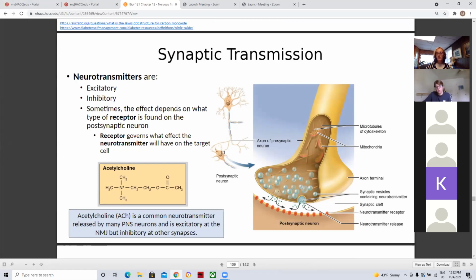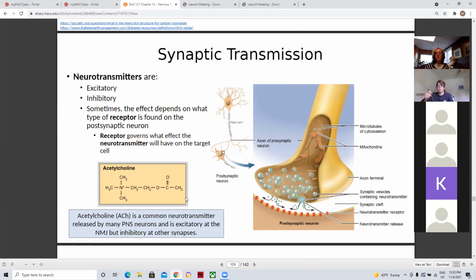So different types of receptors are always excitatory or inhibitory, but one receptor that's excitatory will bind to a neurotransmitter. Let me say this differently. One receptor that binds to a neurotransmitter can be excitatory. Another receptor that binds that same neurotransmitter can be inhibitory. So the receptor is what's going to dictate the function or what's going to occur once a neurotransmitter binds.